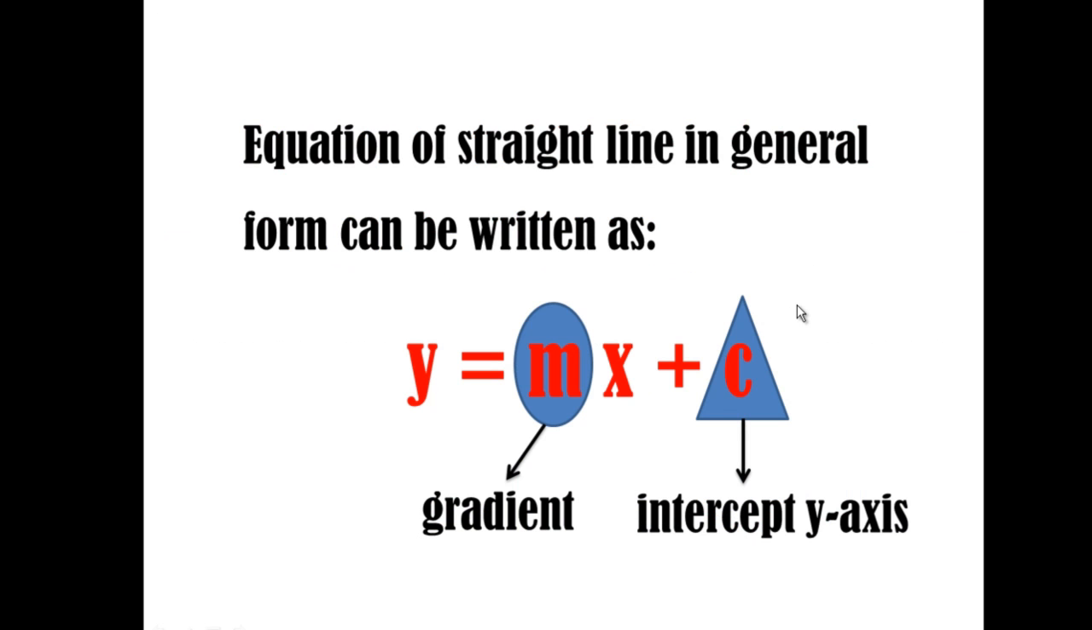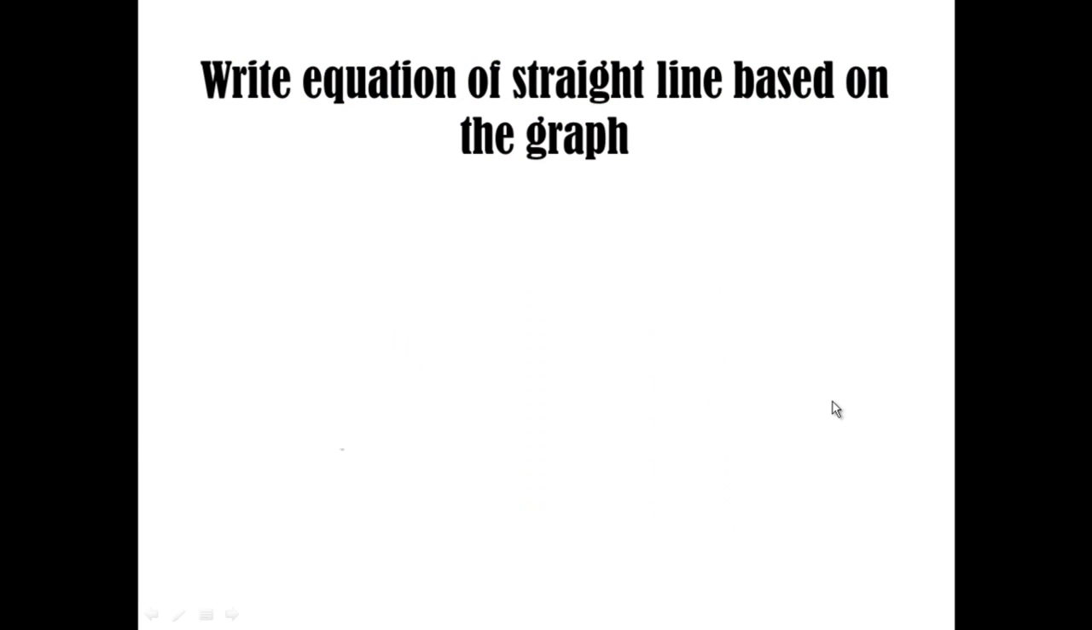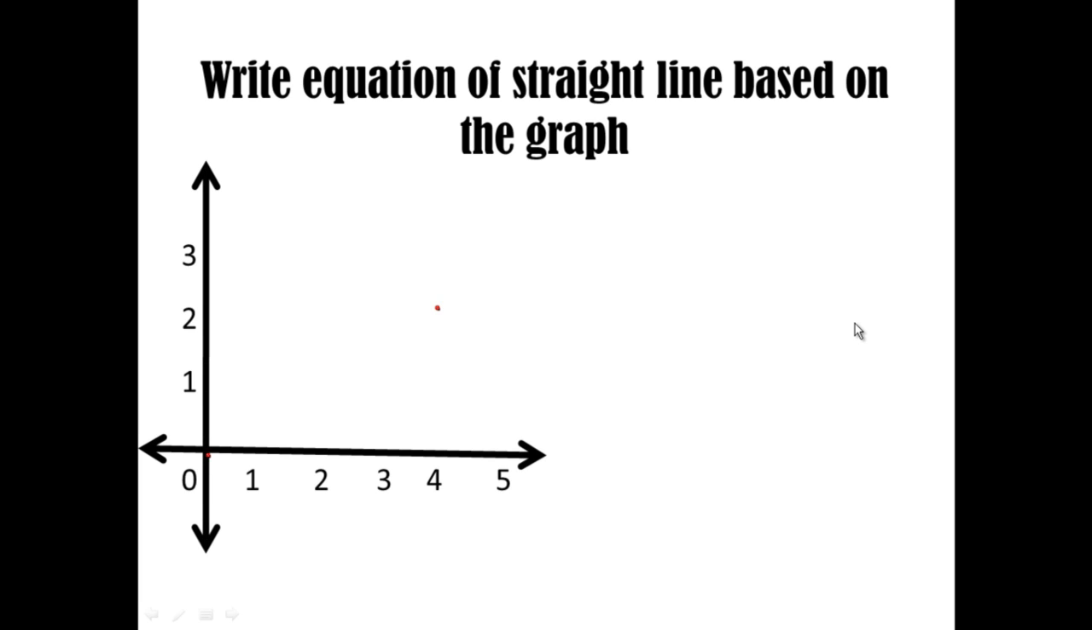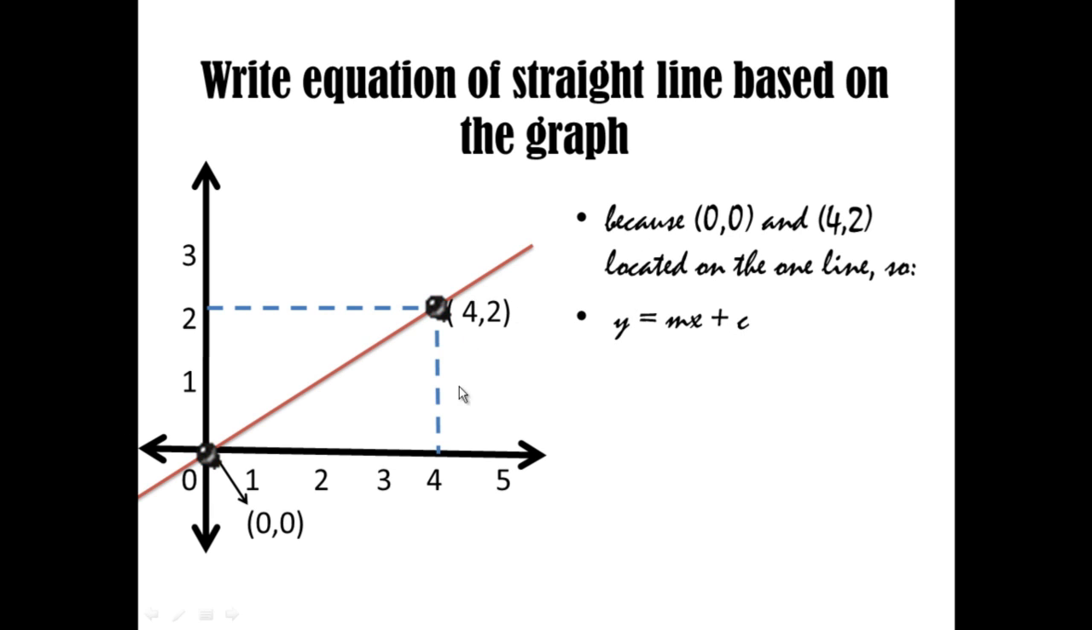Equation of straight line in general form can be written as y equal mx plus c. M is gradient and then c is intercept y-axis. We can write equation of straight line based on the graph. For example, look at the point. First, (0, 0) and then the second is (4, 2). Because all of them located on the one line, so we can substitute into formula y equal mx plus c.